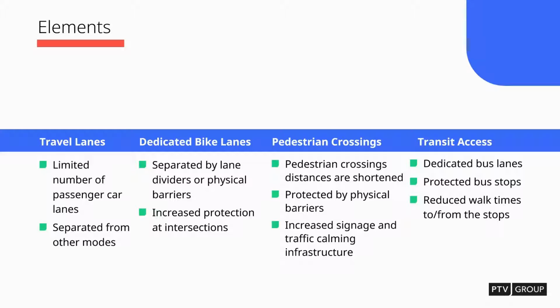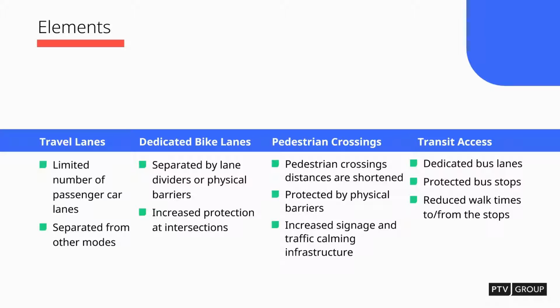Usually, we're talking about dedicated bike lanes at minimum, if not completely protected bike lanes that are median separated or something like that. With the pedestrian crossings, we're looking at the crosswalks being shortened so that the time in the street is reduced as much as possible, granting ease of access and visibility to the pedestrians. They're also usually protected by various curbs and barriers.